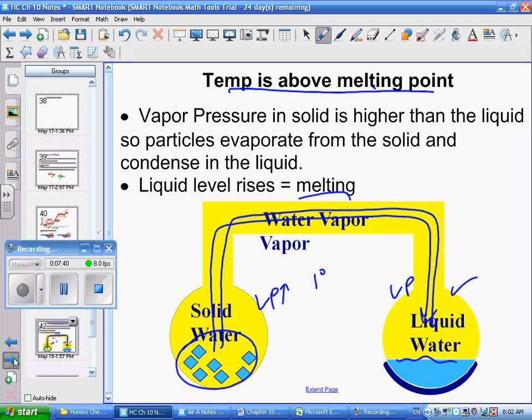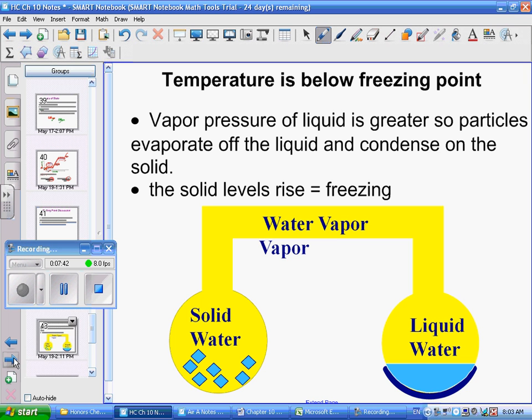Okay? Next, what if the temperature is below the freezing point? Let's say I'm at minus 1 degrees Celsius. In here, I see the vapor pressure of the liquid being greater than the vapor pressure of the solid. So now I see the particles leaving the liquid phase and entering the solid phase, and I have freezing. This is all described in your book, but I think I do a little bit better job being more concise here. Your book goes on and on about this stuff. So that's what's going on there.